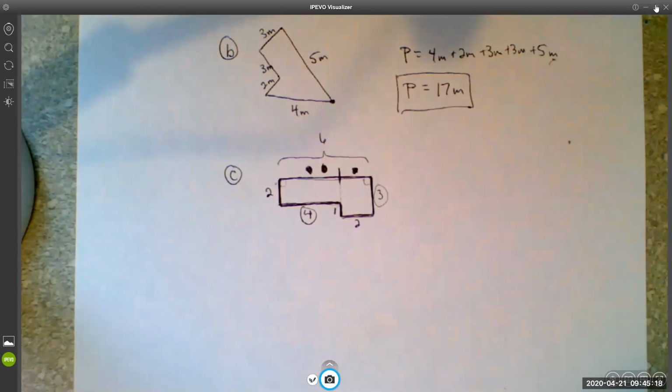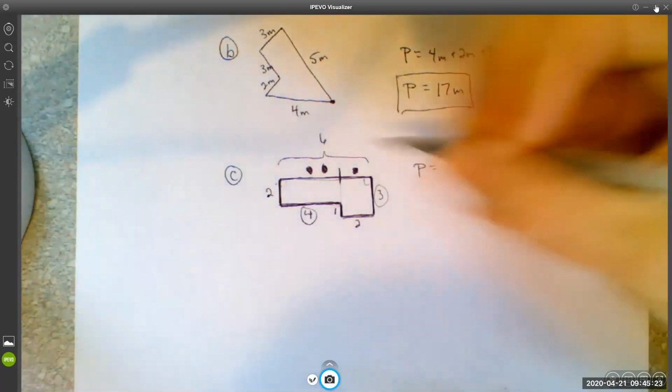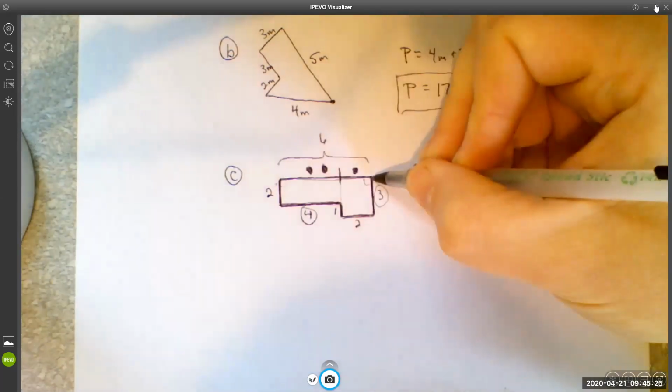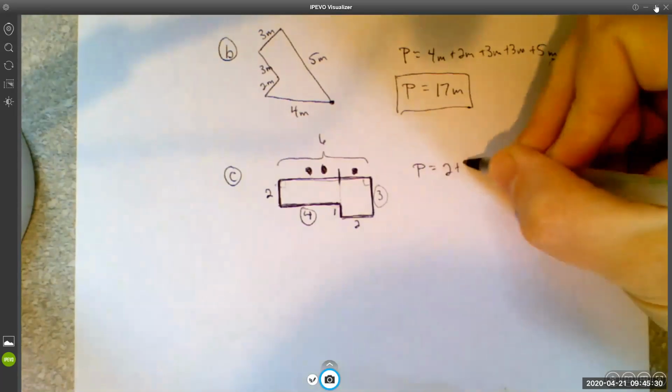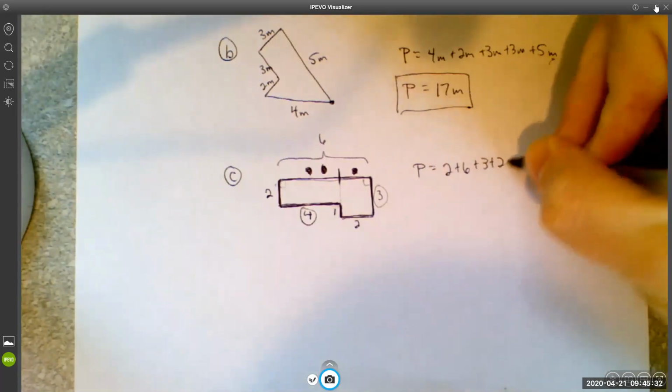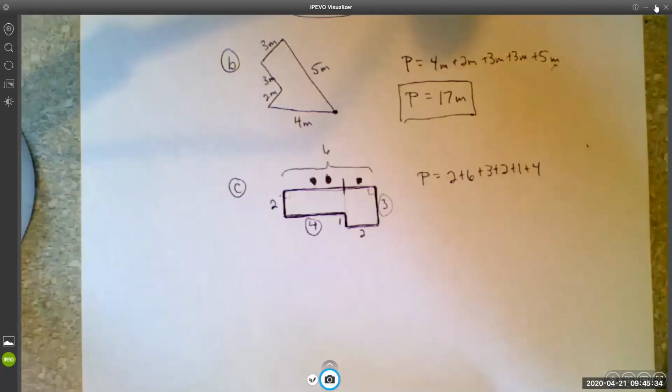And so now that we have all the sides labeled, we can find the perimeter. The perimeter here is going to be 2 plus 6 plus 3 plus 2 plus 1 plus 4.